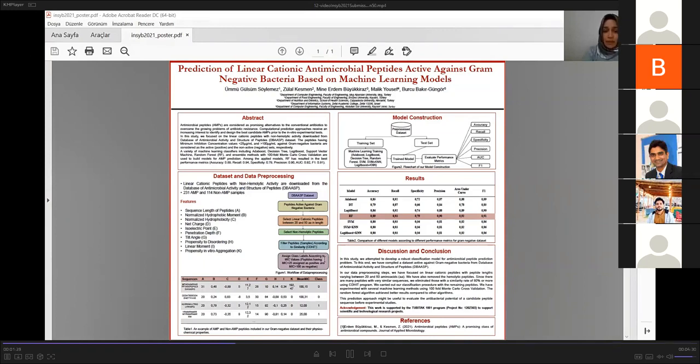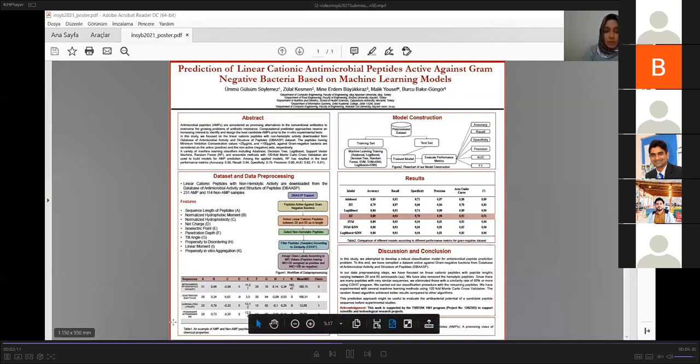And then we assign our class labels according to minimum inhibitory concentration values. If our peptides have MIC values smaller than 25, we assign them as positive, and if it is bigger than 100, we assign it as negative. After this, we export features, and our features are these 10 features: sequence length, normalized hydrophobic moment, normalized hydrophobicity, net charge, isoelectric point, penetration depth, tilt angle, propensity to disordering, linear moment, and propensity to in vitro aggregation.